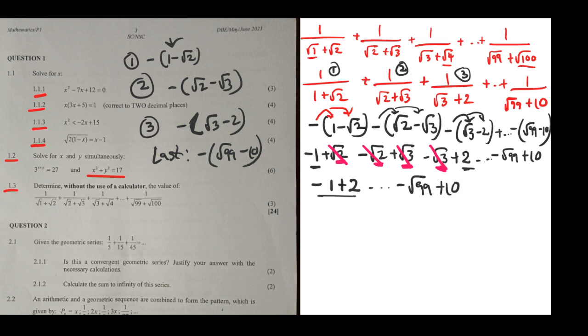So here we're going to get 1, right? And then this 10 here, we're just going to say plus 10 minus root of 99. So you have 11 minus the root of 99 as your final solution for this problem here.